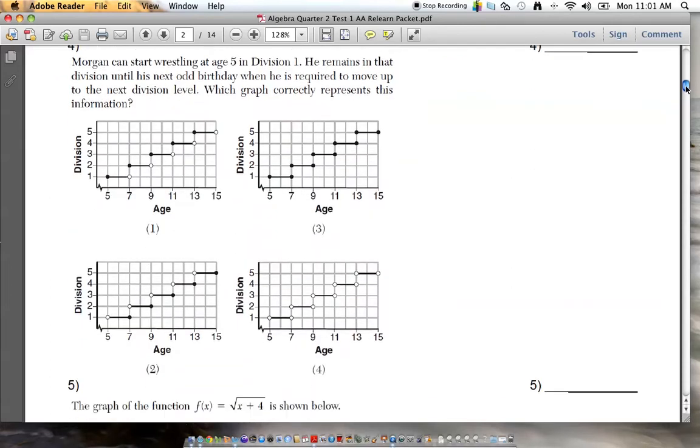Next up, Morgan can start wrestling at age 5 in Division 1. He remains in that division until his next odd birthday, when he is required to move up to the next division level. So on the day he turns 7, he has to move up, and he's no longer considered in the 5-year-old division. So let's look at one that doesn't work.